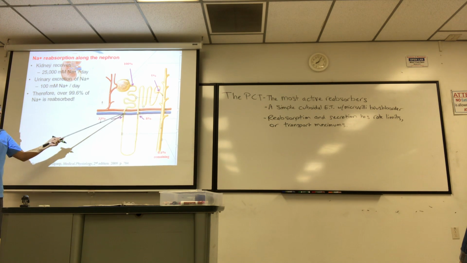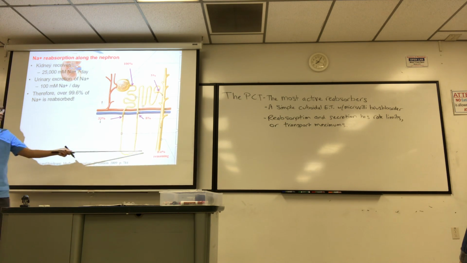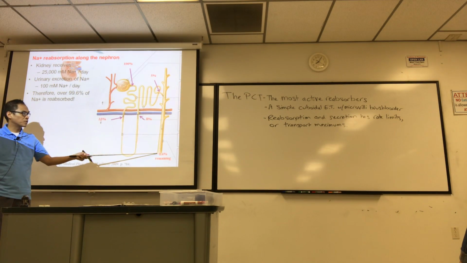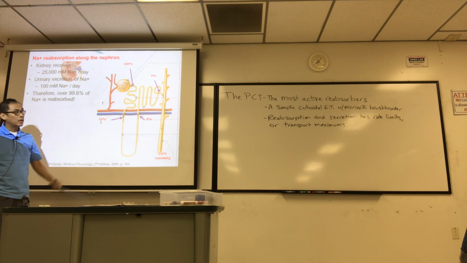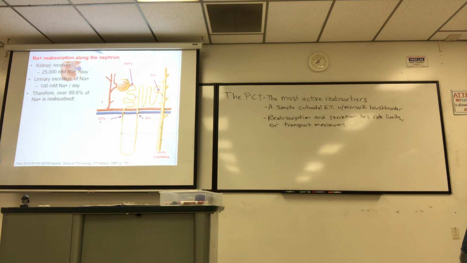By the time you get to the end of the PCT, you've reabsorbed two-thirds. So you've reabsorbed most of the sodium in the PCT. That's why I'm going to focus on it. You get all the way through the end of the nephron, you barely have 100 of the 25,000 remaining. So nephrons are very effective at reabsorbing sodium. It's a much needed electrolyte for the body.